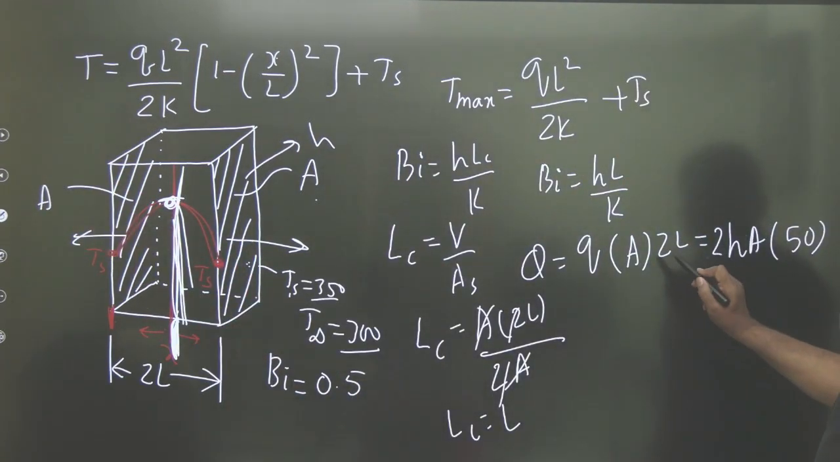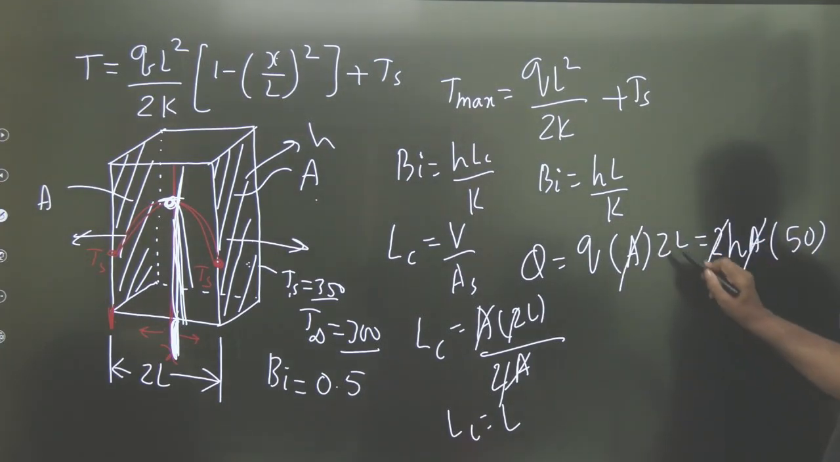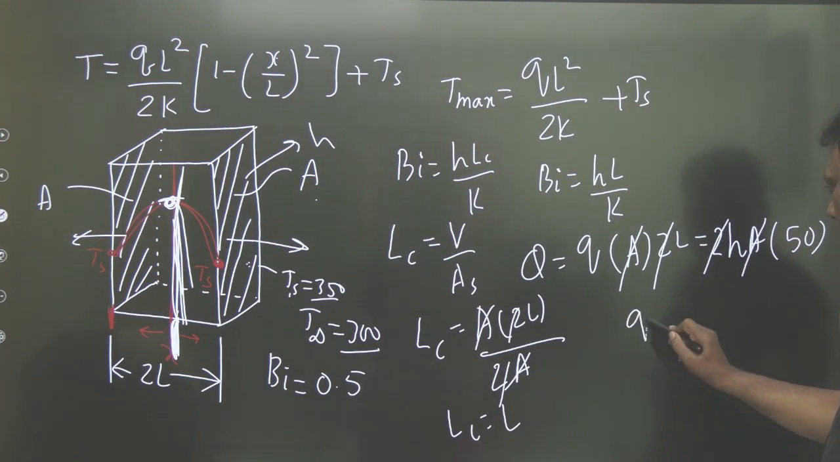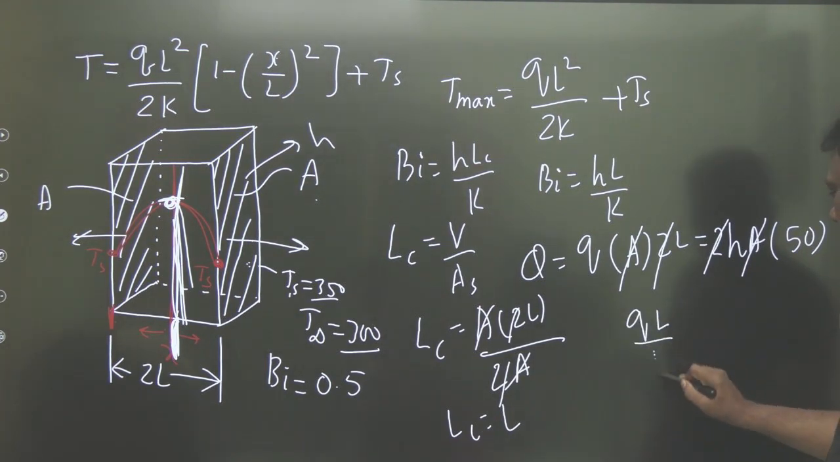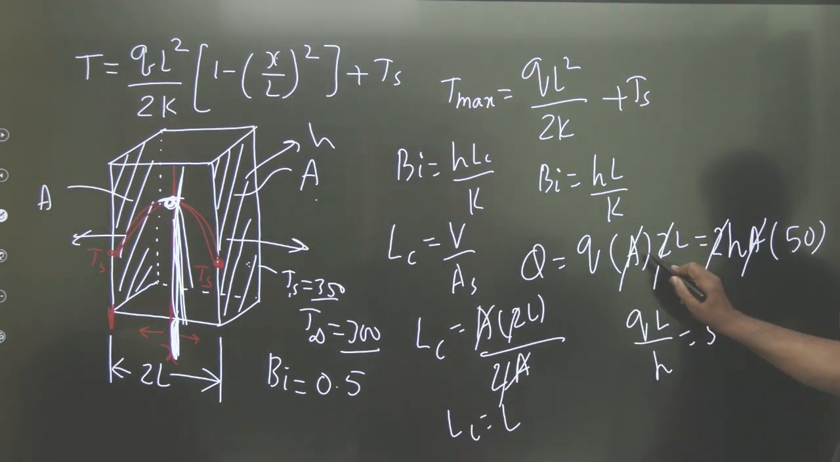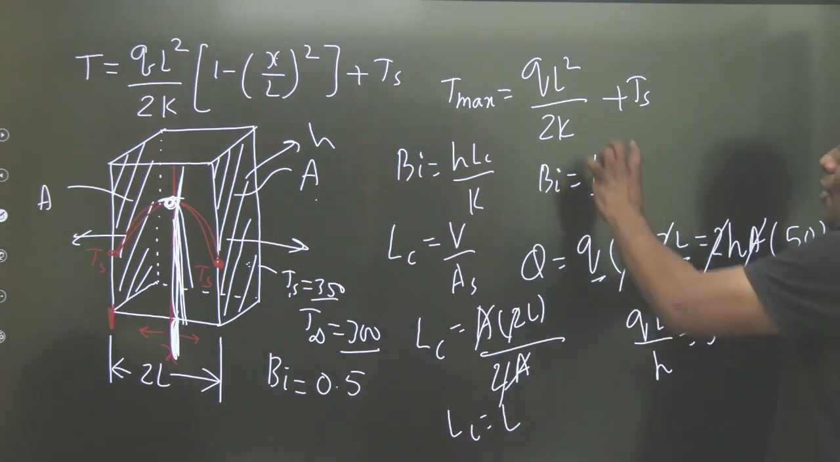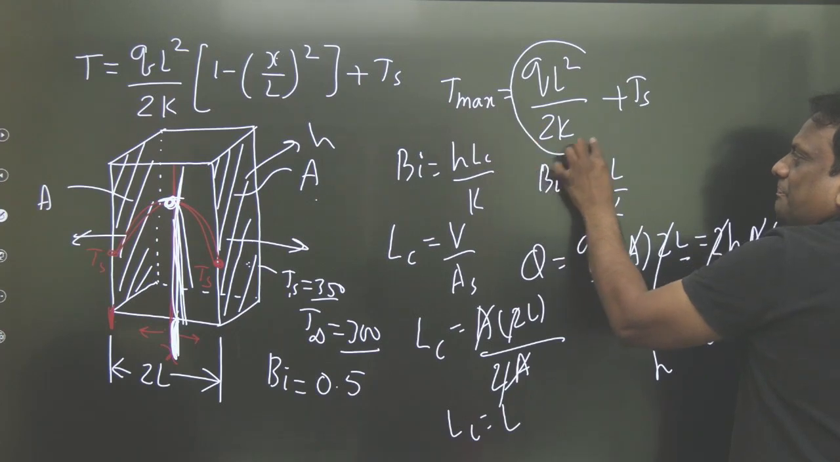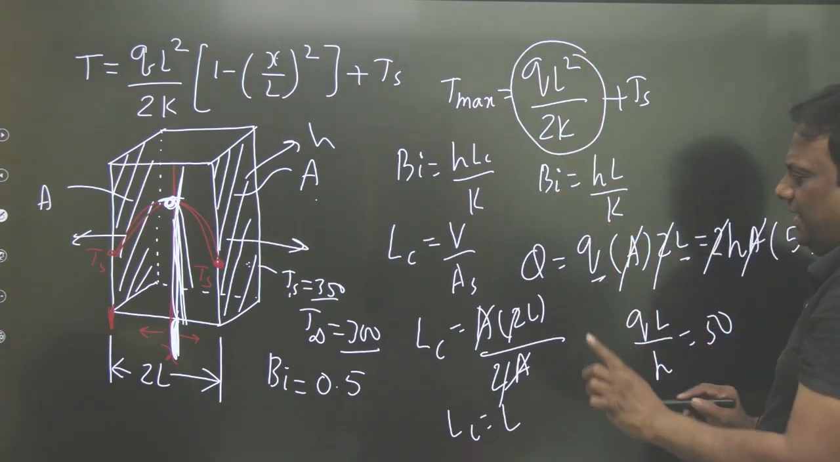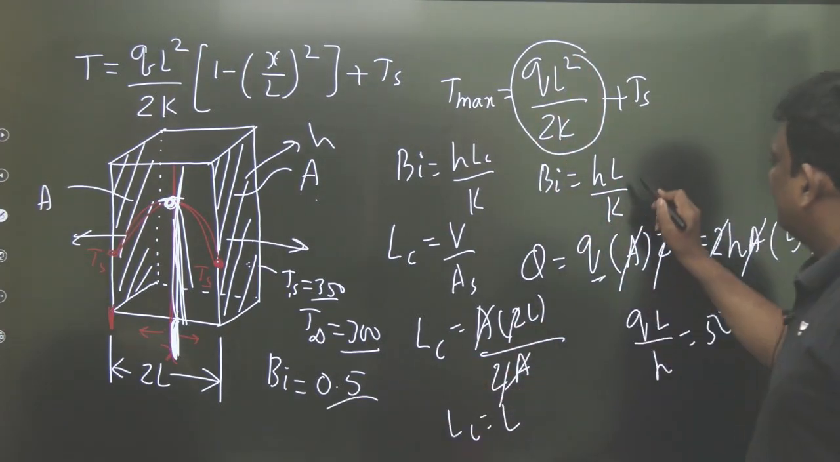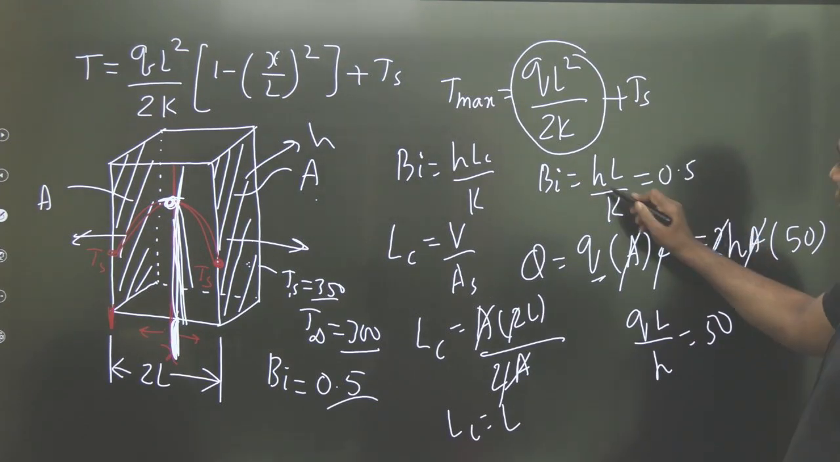Now, let me cancel the area. Anything more? 2 is gone. So qL by h is equal to 50. Somehow try to get this value. The Biot number is given in the problem as 0.5. Already you know 0.5. Multiply these two once.